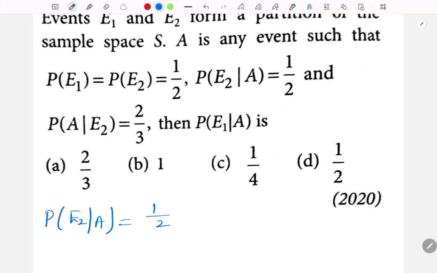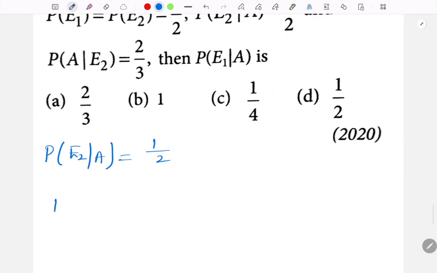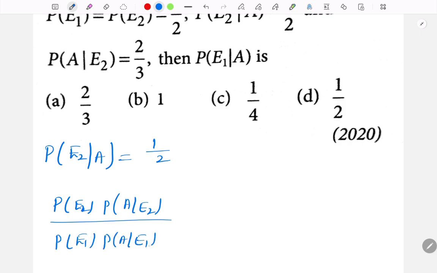1 by 2, right? What is P of E2 by formula? P of E2 into P of A by E2 divided by the probability of all outcomes: P of E1 into P of A by E1 plus P of E2 into P of A by E2. It's the basic Bayes theorem formula, right? Equal to 1 by 2. Substitute all those values and then solve for the required value.